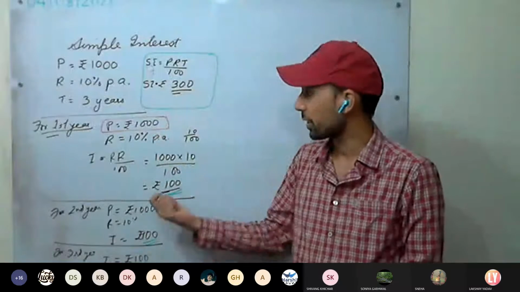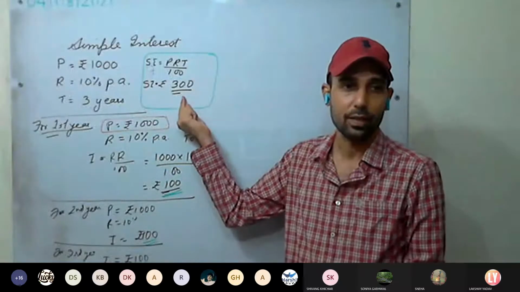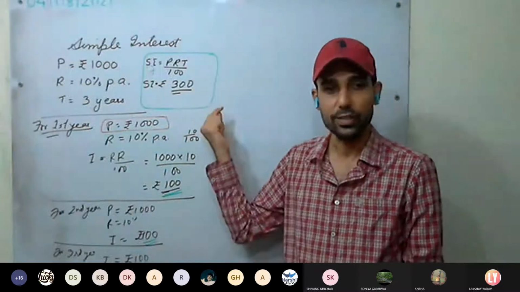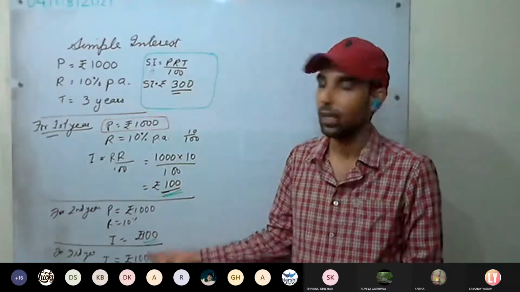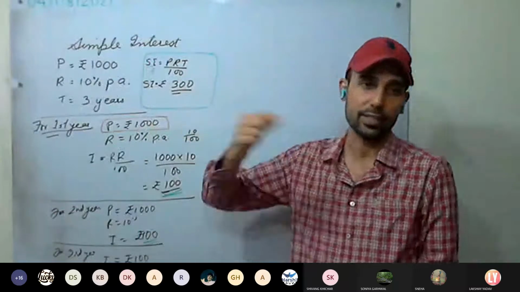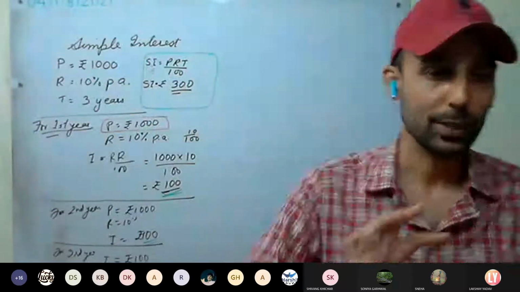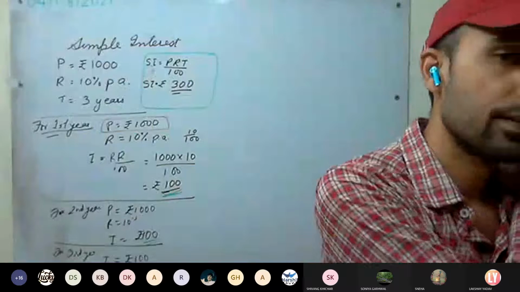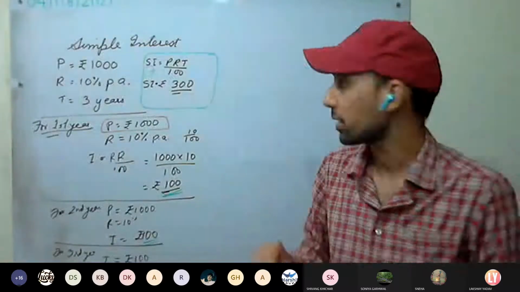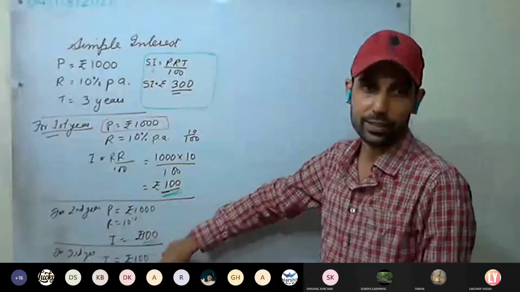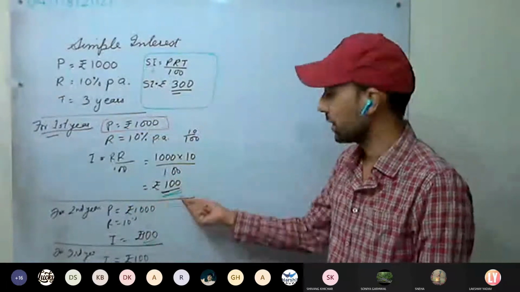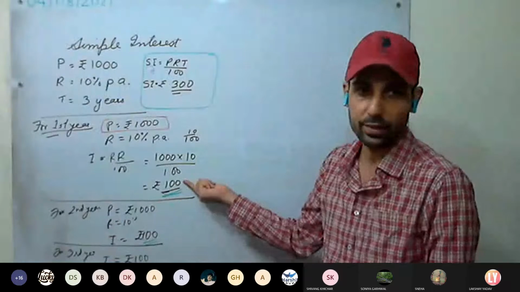If it is for 5 years, how much interest will it be? 5 into 100, 500 rupees. If it is 7 years, how much will the interest be? 700. Amount will be 1700. This is clear with respect to simple interest. In simple interest, the interest is charged on principal for each year. We are not charging interest on interest.